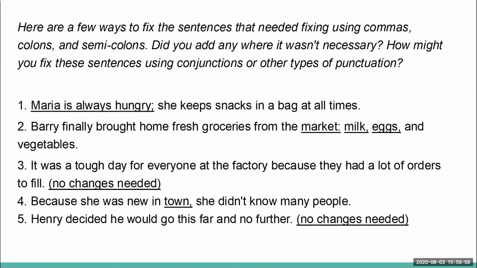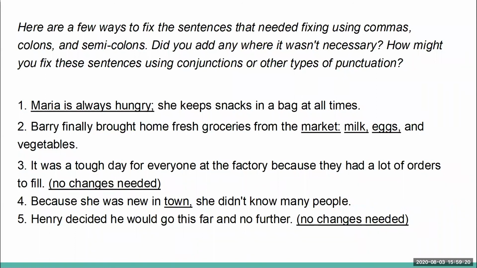Because she was new in town, she didn't know many people. For this one, we only needed a comma, for the same reason as number 3. "Because" is a conjunction, and if we start a sentence with a conjunction, we must have a comma after the first clause.